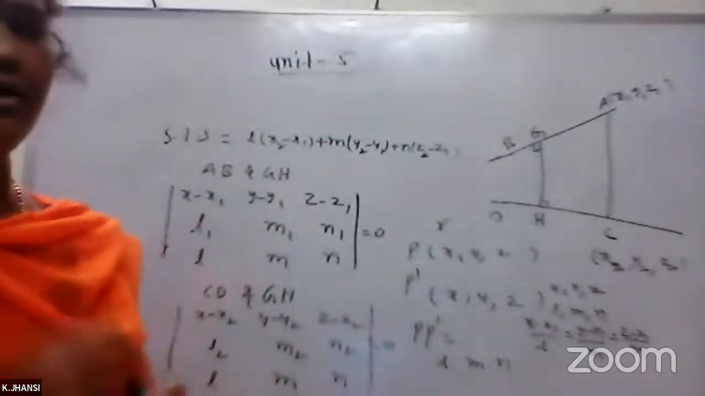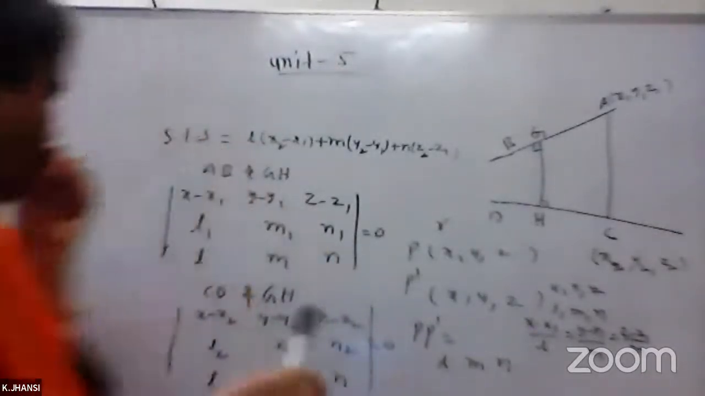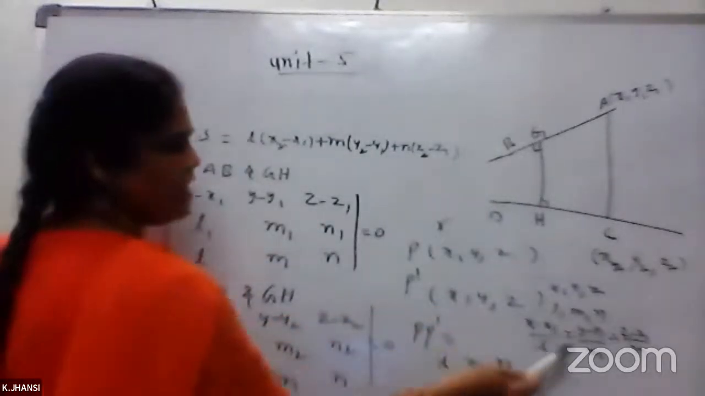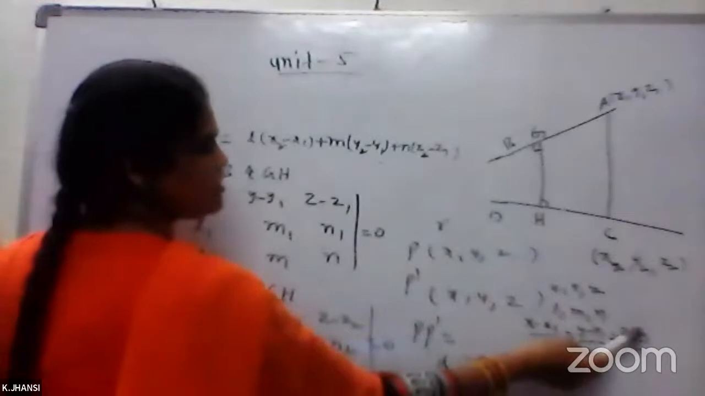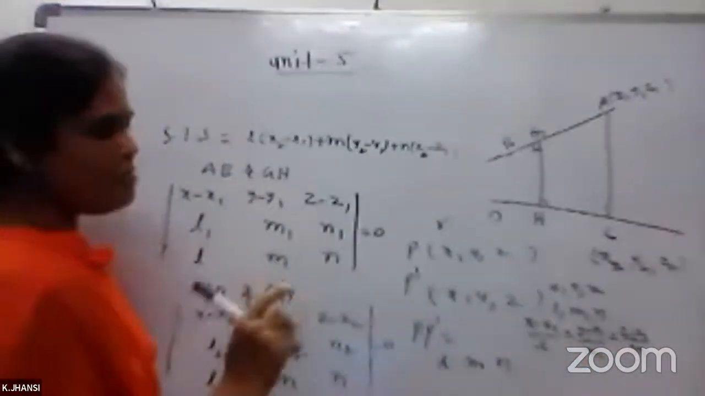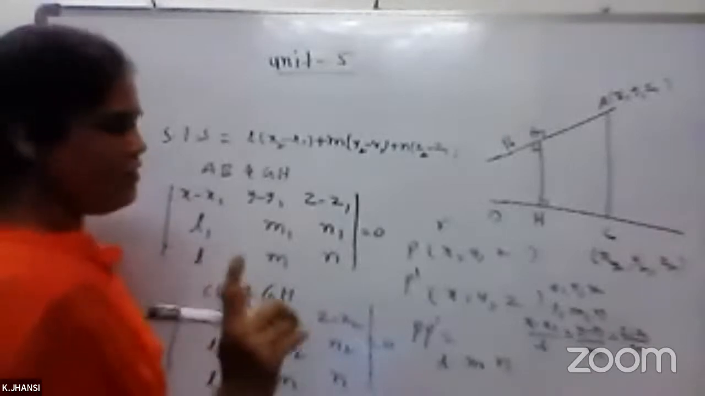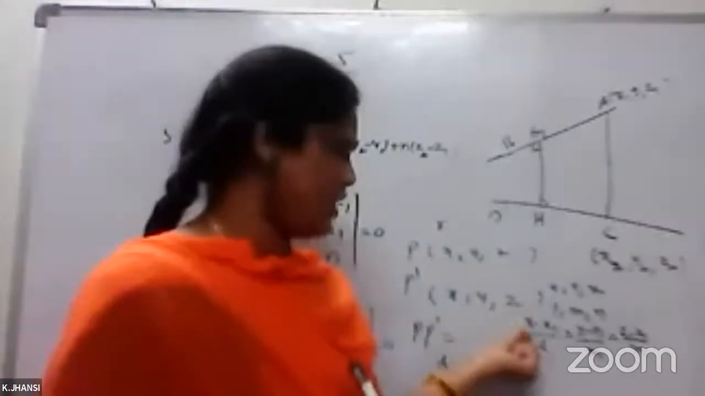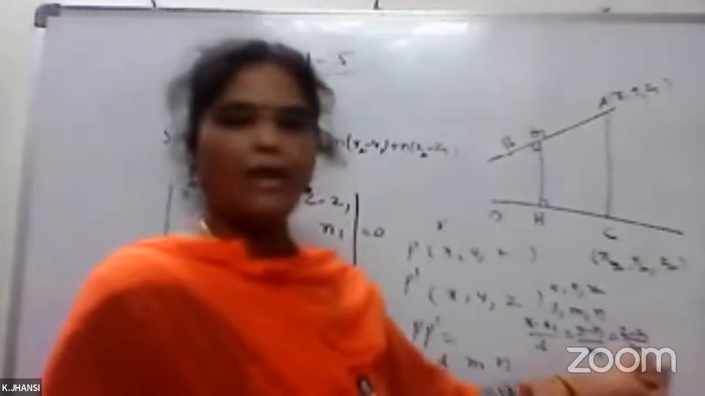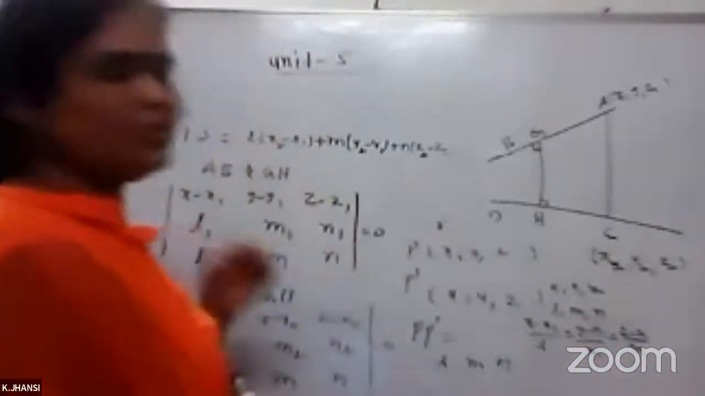For the second method, you write x minus x1 by L, y minus y1 by M equals z minus z1 by N. In almost all the problems, they will consider only one line equation. If not, you can do the same with x minus x2, y minus y2, z minus z2, with the same L, M, N. So this is the procedure.